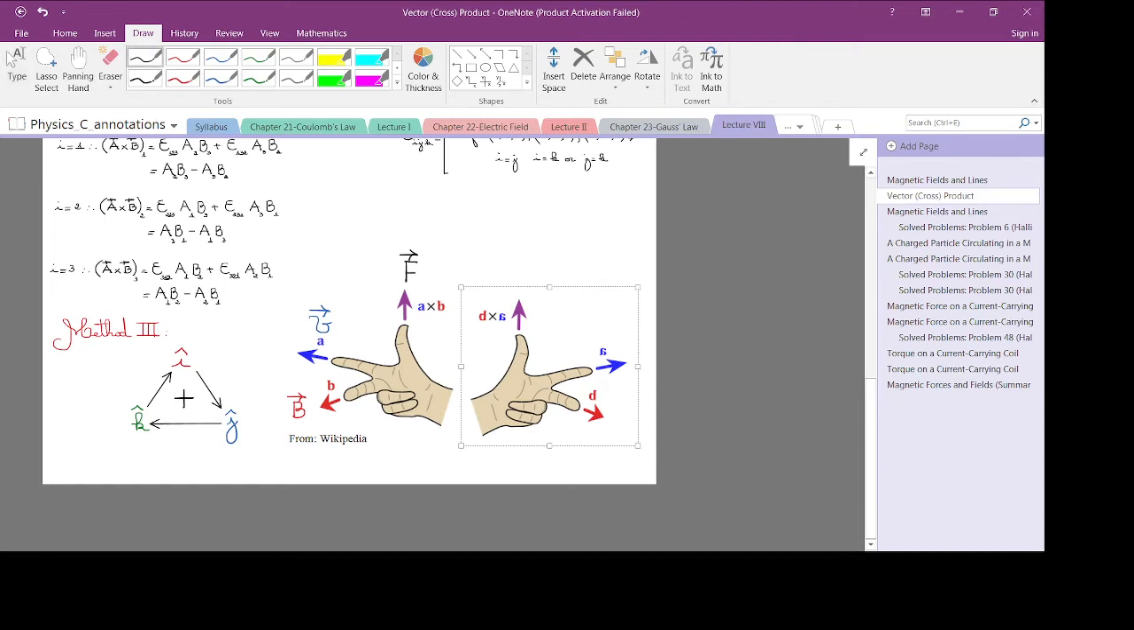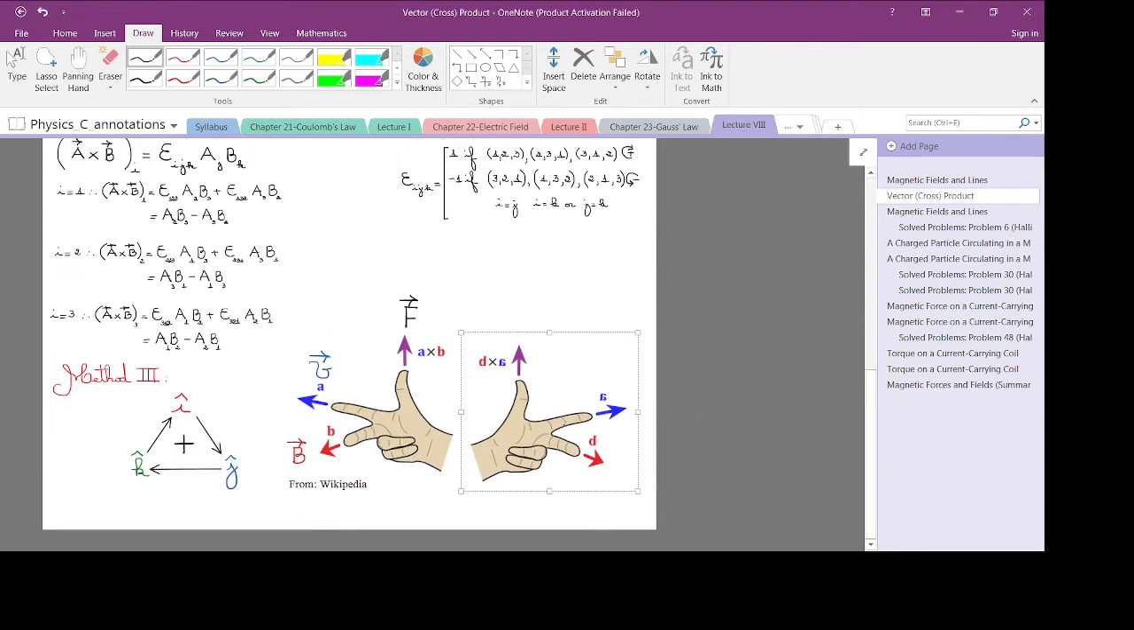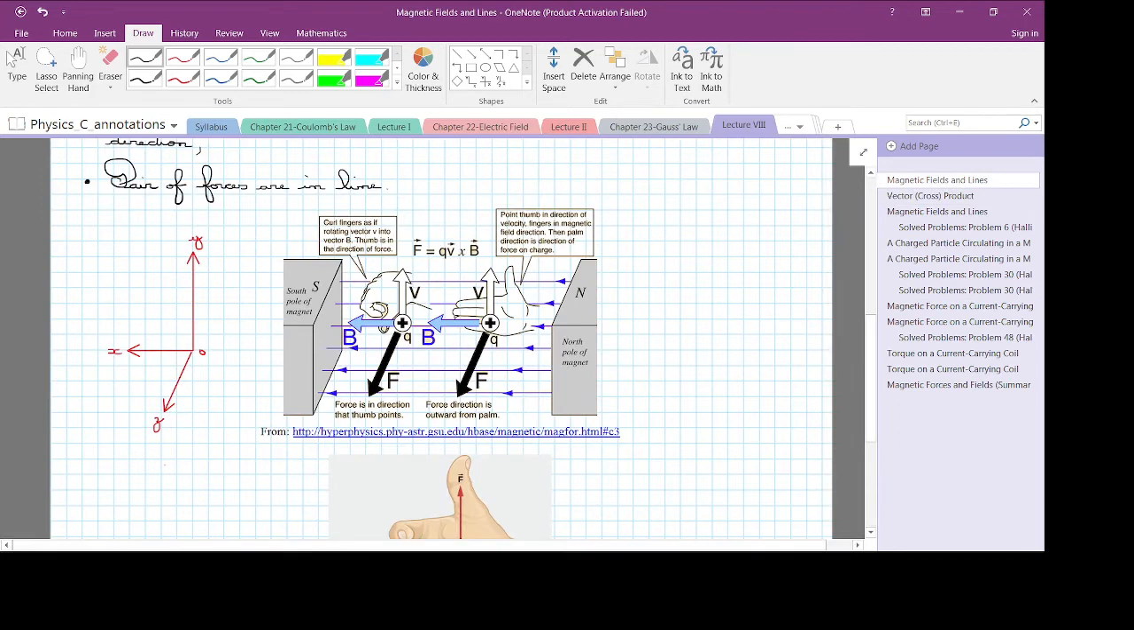Sorry, in this case, if you have a negative particle, we could use the left hand rule, but it's really up to you guys. You can always use one of those here, for example this one, and just change the direction at the end.